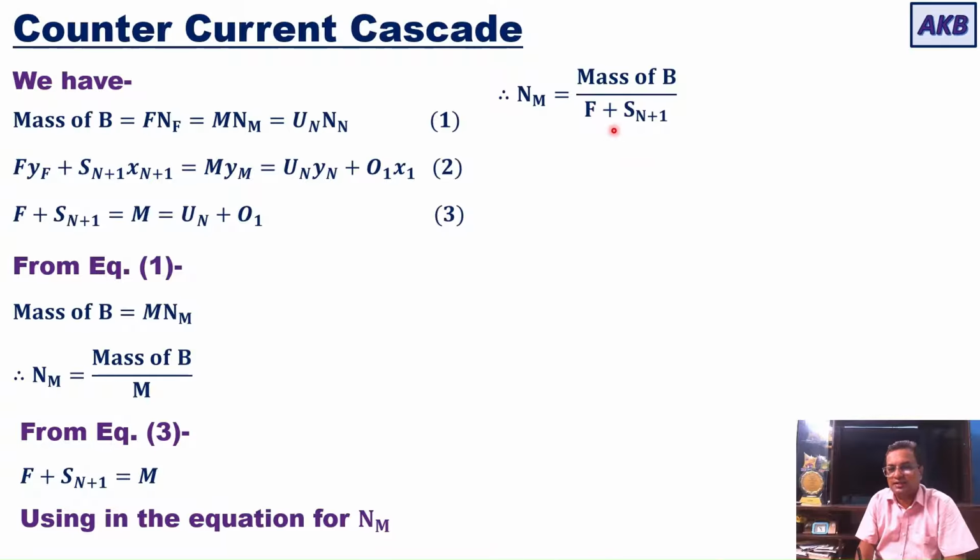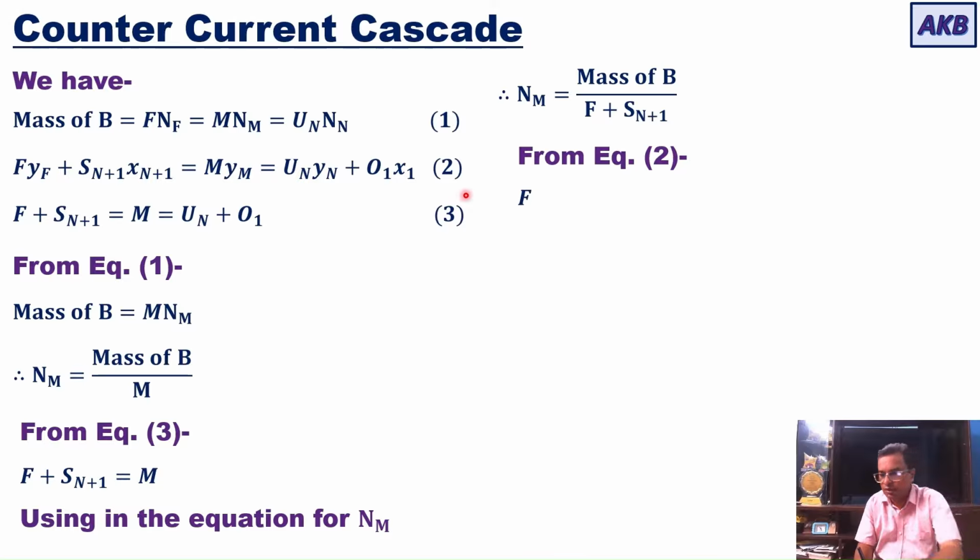Now, if you look at this equation, all quantities on the right hand side will be known to you at the start. Mass of B will be known to you, F will be known to you, Sn plus 1 will be known to you. So by using the known quantities, you can find out NM. That will be required in our further calculations.